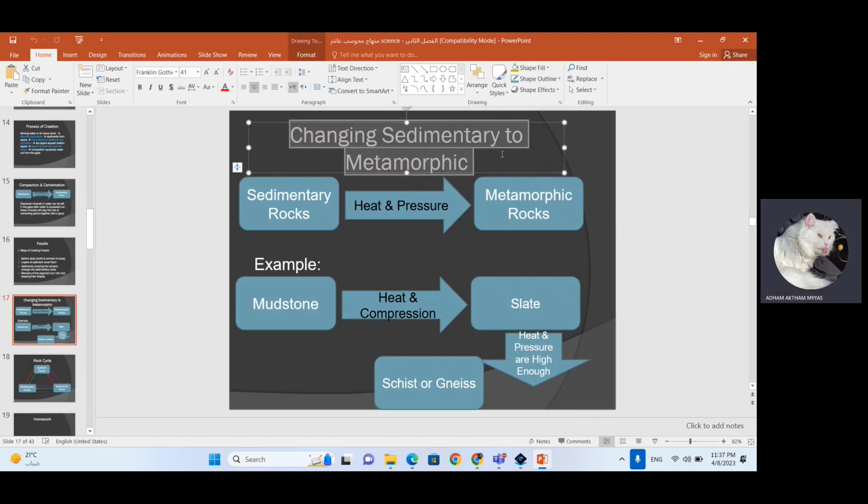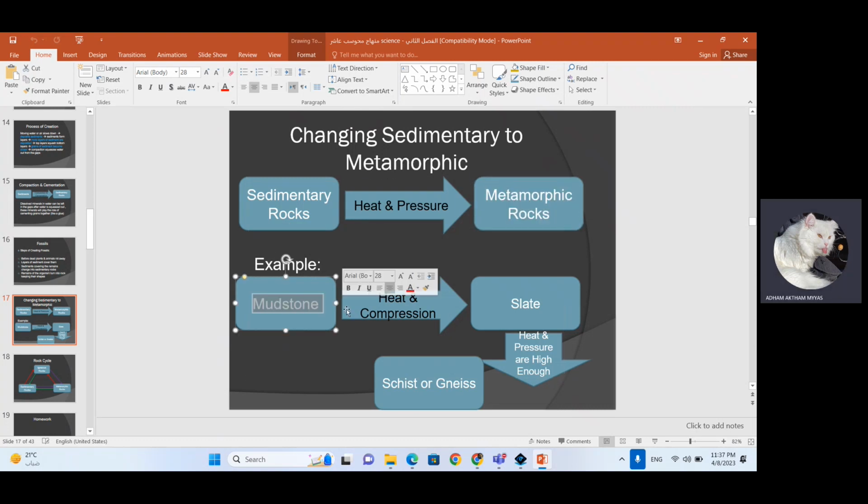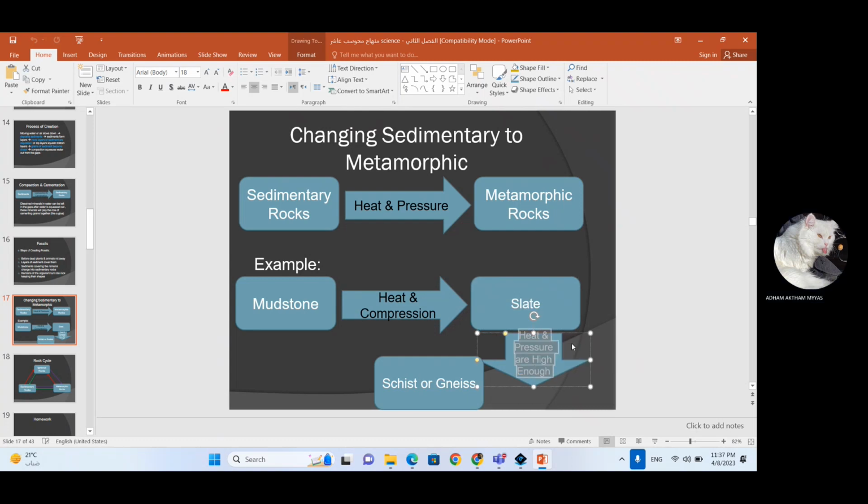Changing sedimentary to metamorphic: sedimentary rocks get heated and pressured and then turn into metamorphic rocks. An example of that is mudstone: with heat and compression, it turns into slate. After more heat and pressure, it turns into gneiss.